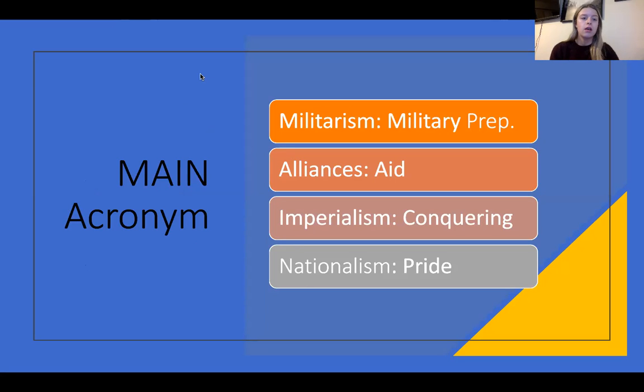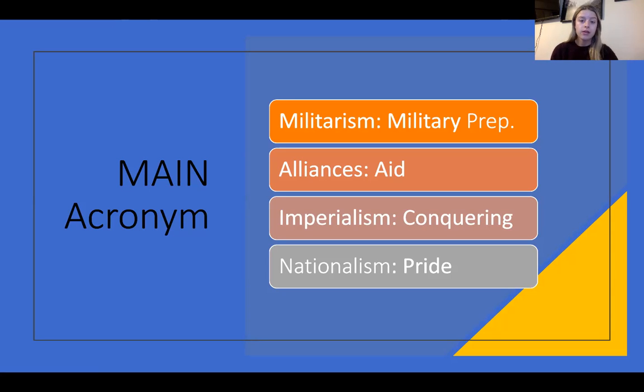Researchers, analysts, and historians have come up with an acronym called MAIN. These are the four broad causes of World War I. We're going to talk about these very briefly today, as this is a mini lesson. But in the next coming weeks, we will focus on the specifics of each of these parts of the MAIN acronym.